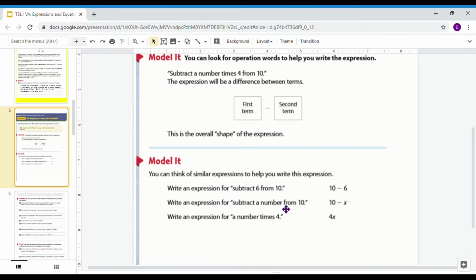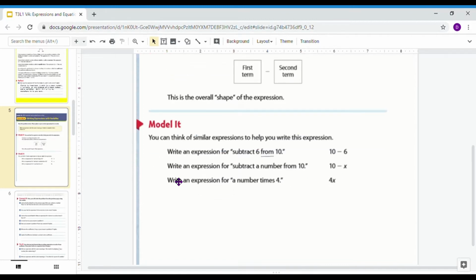So when I'm looking at writing an expression for subtract 6 from 10, my first term is going to be 10, because I know that I'm subtracting 6 from 10. When I see that word from, that's a very big key word that this is going to be my first term. So the way that we could write this expression of subtract 6 from 10 would be writing it as 10 minus 6.